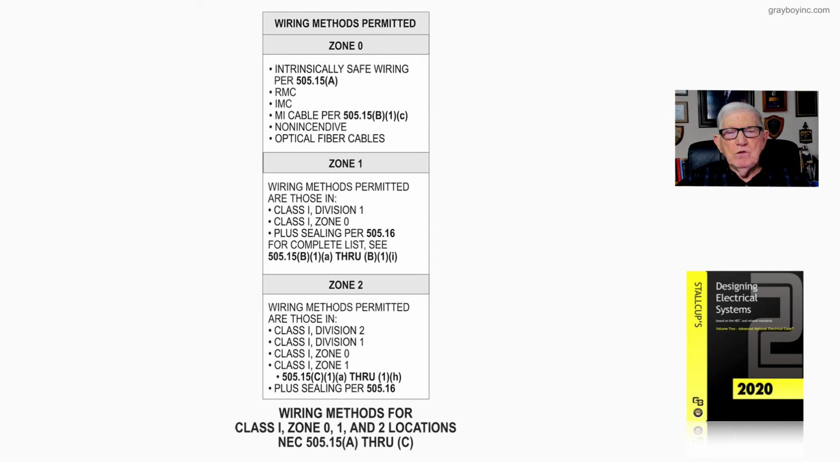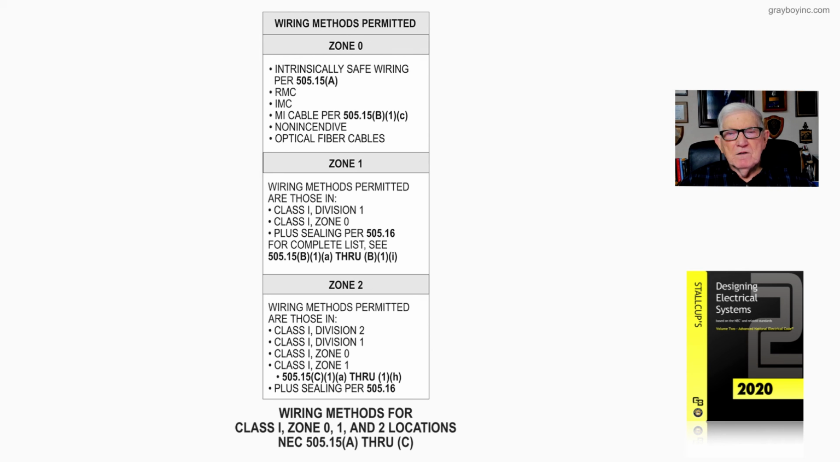Now, Zone 2 wiring methods permitted are those in Class 1 Division 2, Class 1 Division 1, Class 1 Zone 0, and Class 1 Zone 1. And of course, we can find this permissive rule in 505.15(C)(1)(a) through (1)(h), plus the ceiling requirements of 505.16.